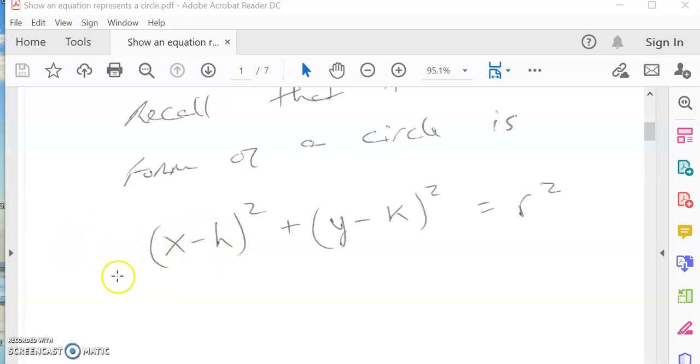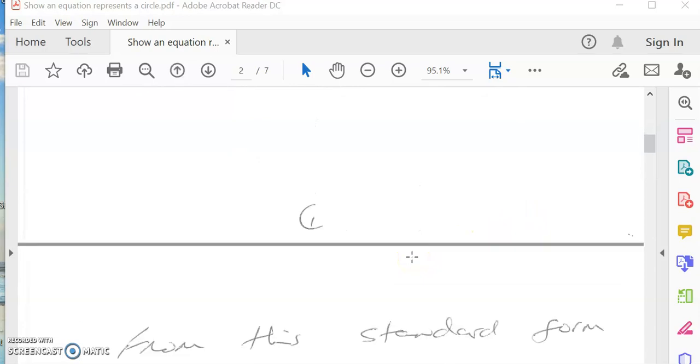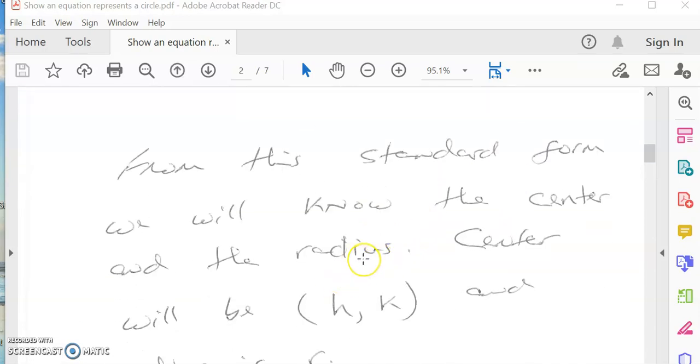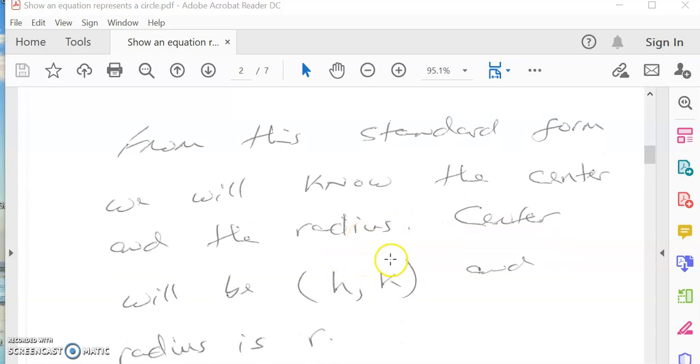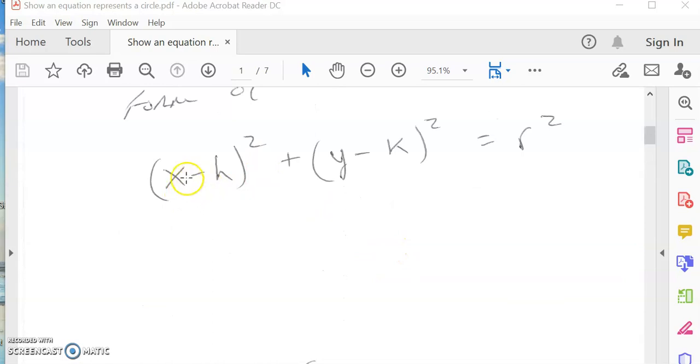In this context, it's x subtract h. It's the operation of subtracting. So it's x subtract h, quantity squared, plus y subtract k, quantity squared, equals r squared. That's the standard form of a circle. From this standard form, we will know the center and the radius. The center is this (h, k). So now you see why it's so important to know that this is the operation of subtraction.